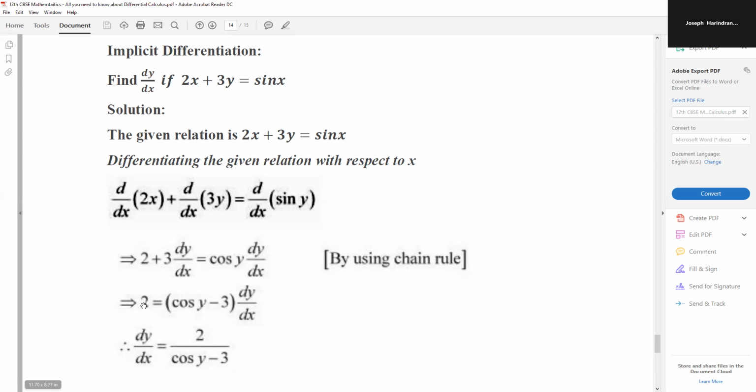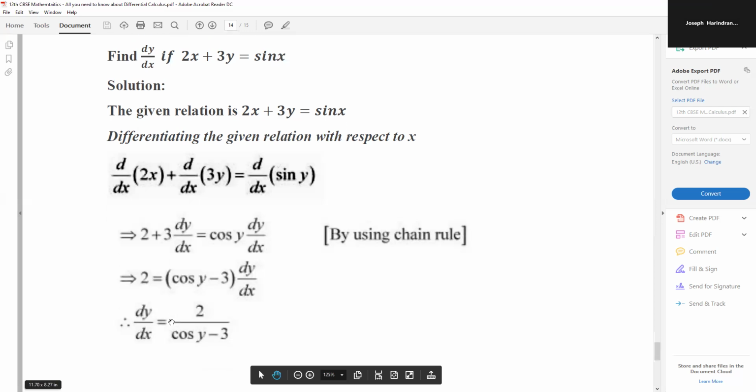2 is as it is here. We are bringing all the dy by dx terms to one side. With change of sign, we have brought it to the other side: cos y minus 3 into dy by dx, combining these two terms. And dy by dx is equal to, dividing both sides, 2 by cos y minus 3, which is the required answer. Note that the differentiation of dy by dx involves the function y.